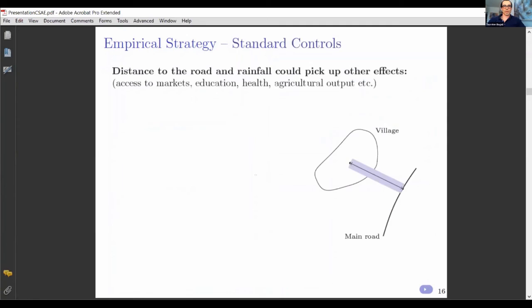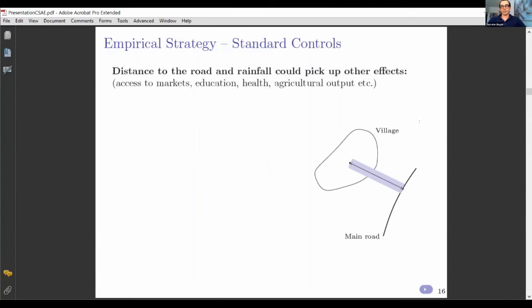Okay. Now you might say, wait a second, you're interacting distance to the main road with some measure of rainfall. That's going to pick up a lot of stuff, right? Access to markets, education, health, agricultural output. And so I have to control for a bunch of things.